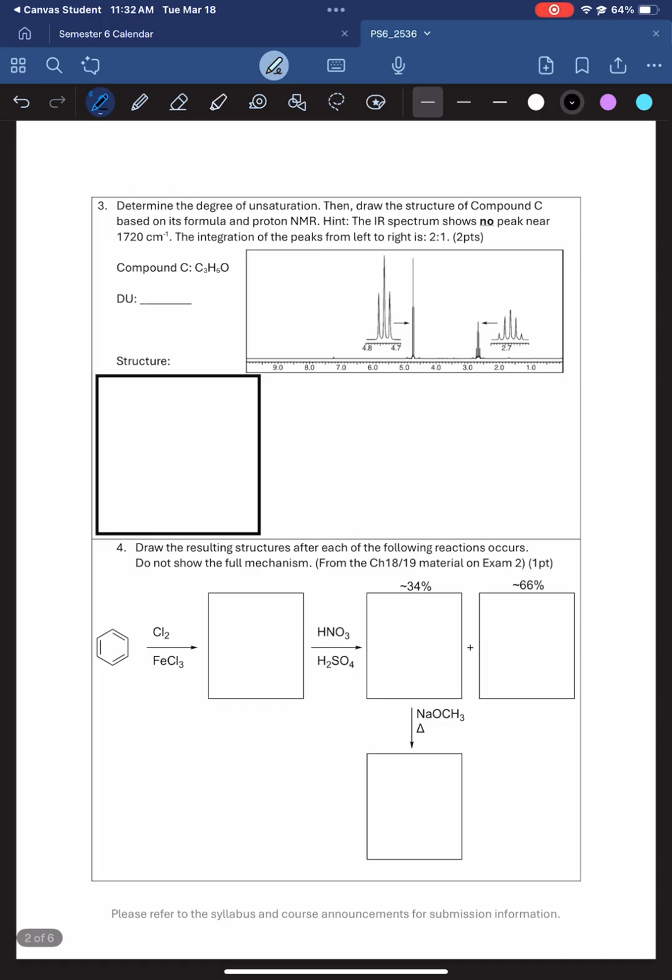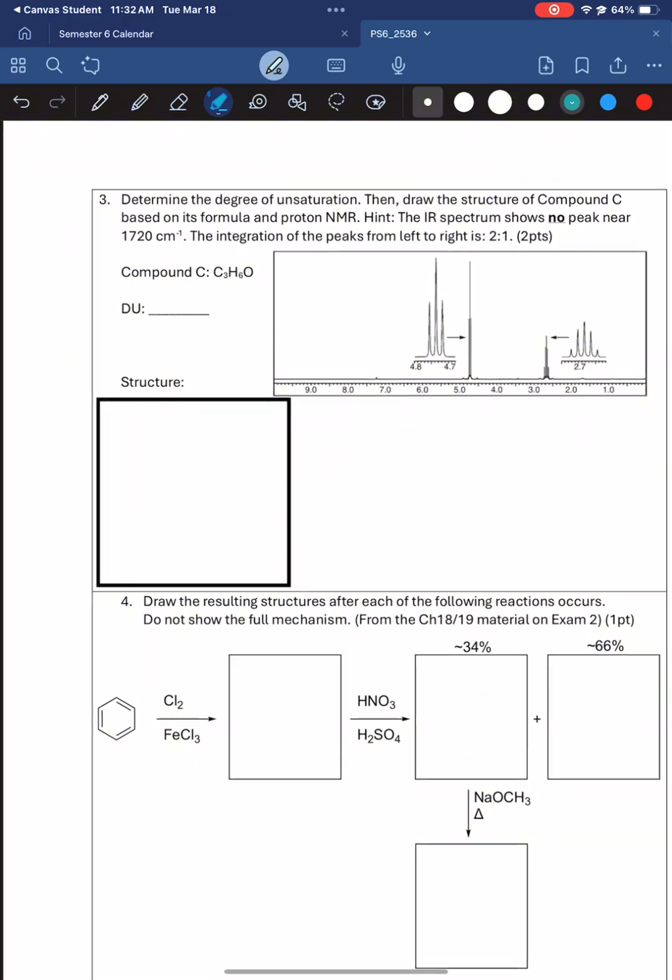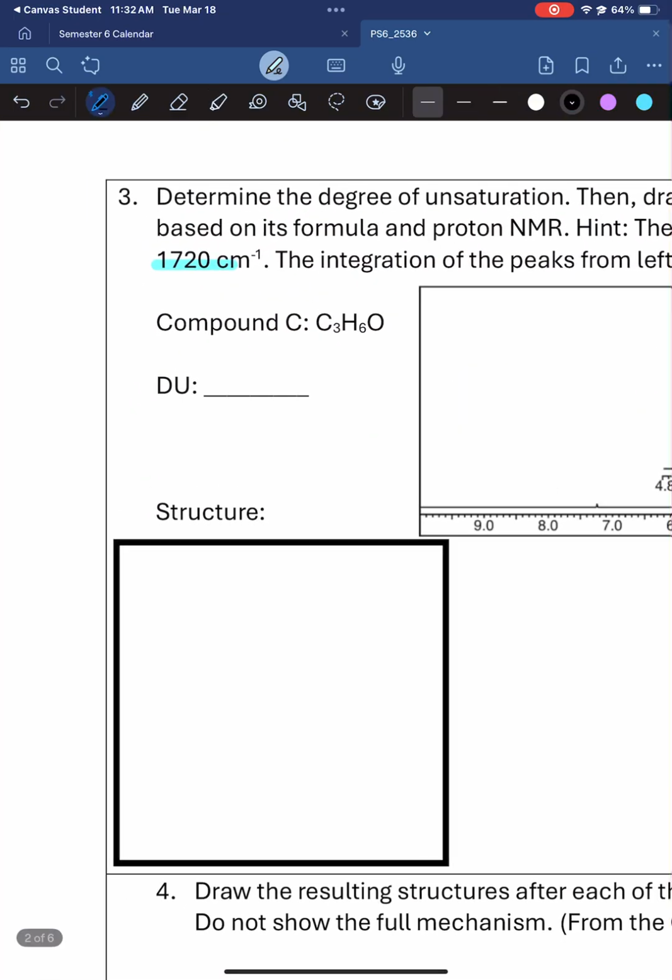Now let's go to question number 3. This one was quite tricky, so let's go over this one. Determine the degrees of unsaturation, then draw the structure of compound C based on its formula and proton NMR. Hint, the IR spectrum shows no peak near 1720. No peak. So that means a C double bond O group is not going to be present.